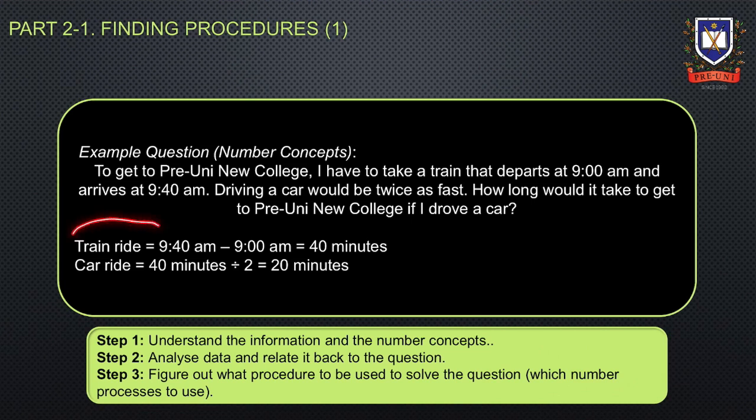The train ride takes 40 minutes. We do 9:40 a.m. minus 9 a.m. 9 a.m. is when they departed and 9:40 is when they arrived, so it takes 40 minutes on the train. The car ride would take 40 minutes divided by 2, because we know that the car ride would be twice as fast. So that means the time it takes would be twice as small. So divided by 2, we get 20 minutes. So therefore the car ride would equal 20 minutes.